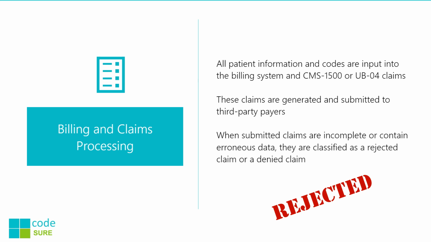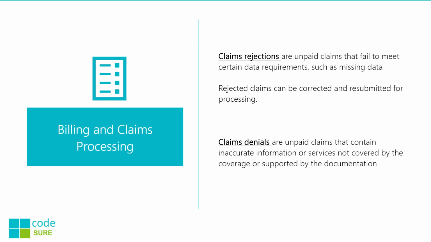A third-party payer would be an insurance carrier. This is what you don't want to see happen. Rejected. When submitted claims are incomplete or contain erroneous data, they are classified as rejected and they are denied. Avoiding claims rejections and claims denials represent the primary reason you're studying this topic. But let's take a close look at what happens with the claim rejection.